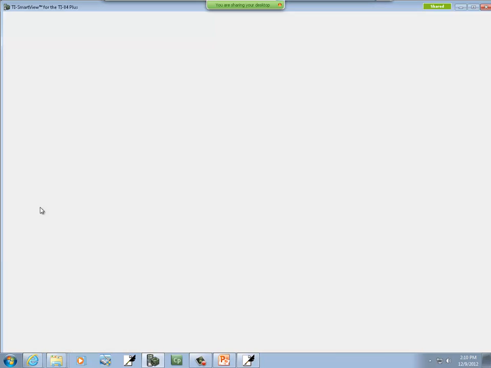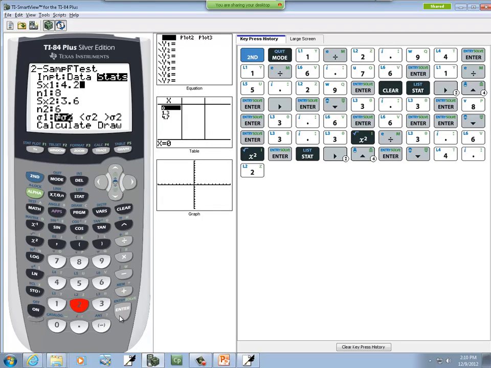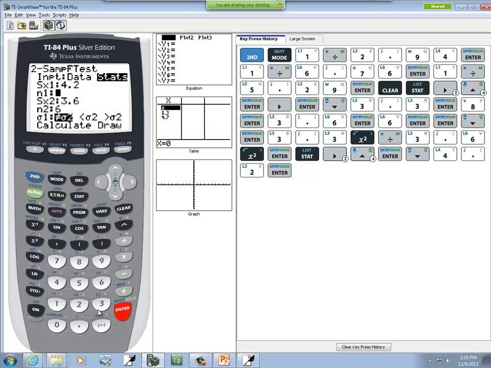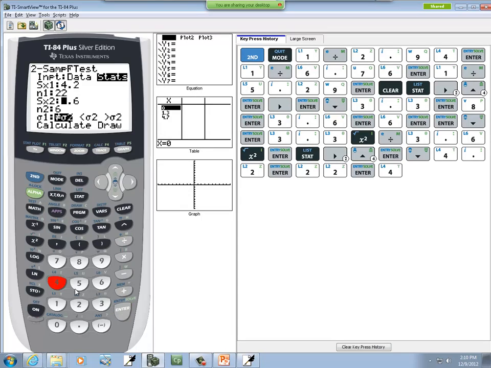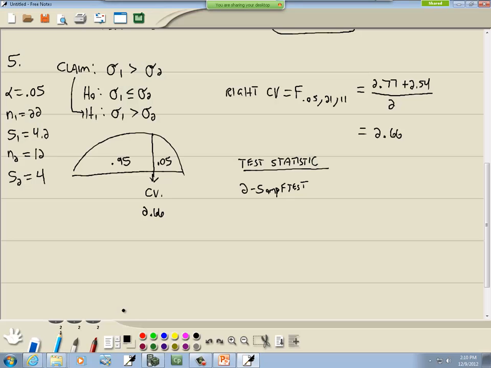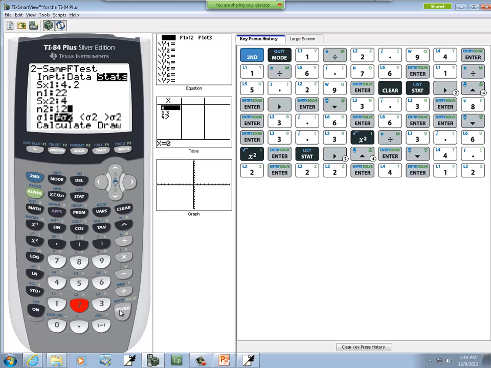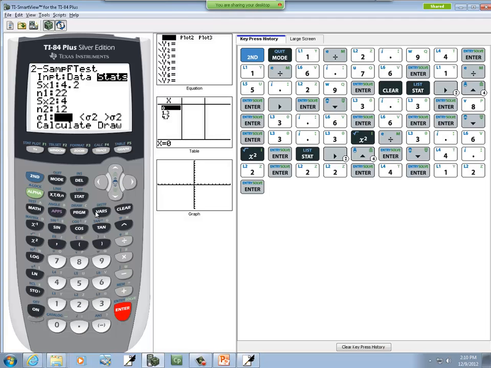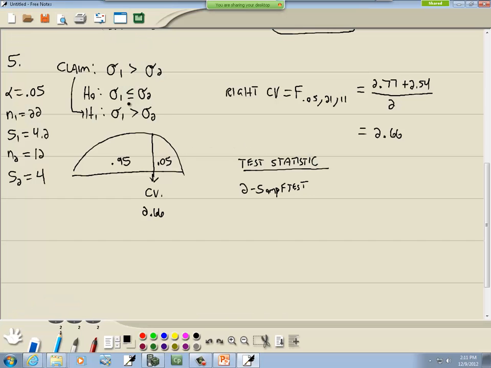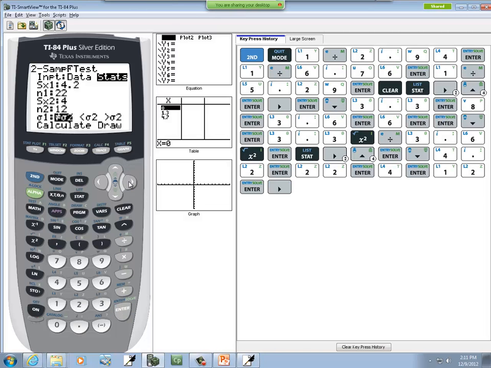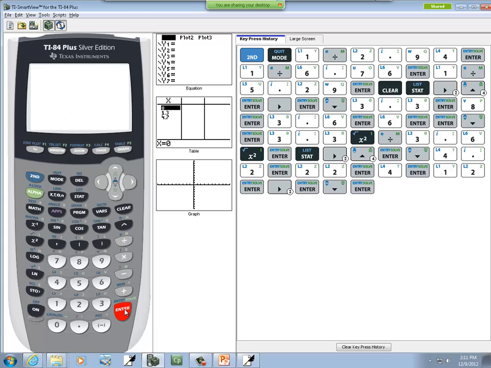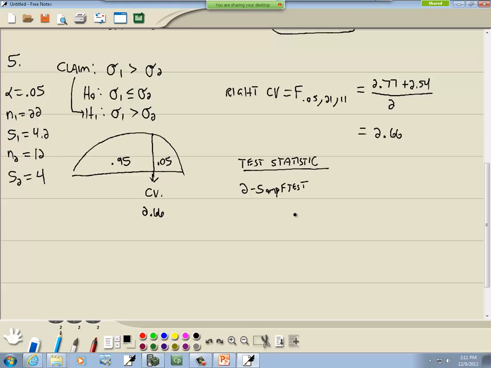S1 was 4.2. N1 was 22. S2 is 4. And N2 is 12. Assuming I got everything entered correctly, the symbol on H1 was a greater than. So I'm going to go over and highlight greater than and press Enter. Then down arrow to Calculate and press Enter. And our F equals our test statistic. So we got F is equal to 1.1.